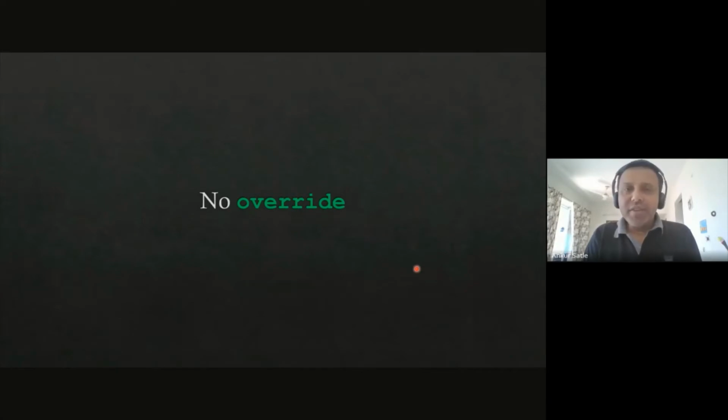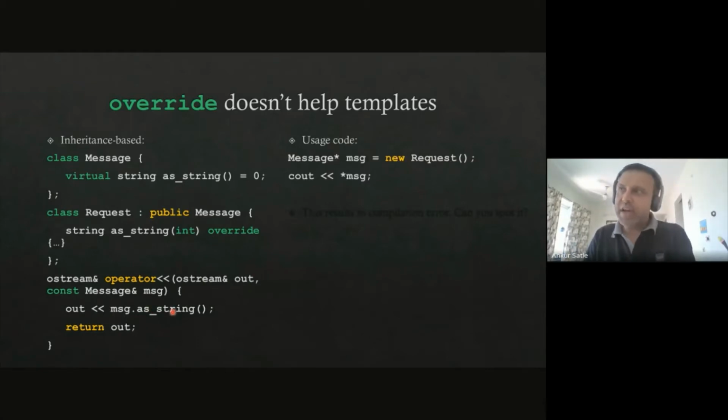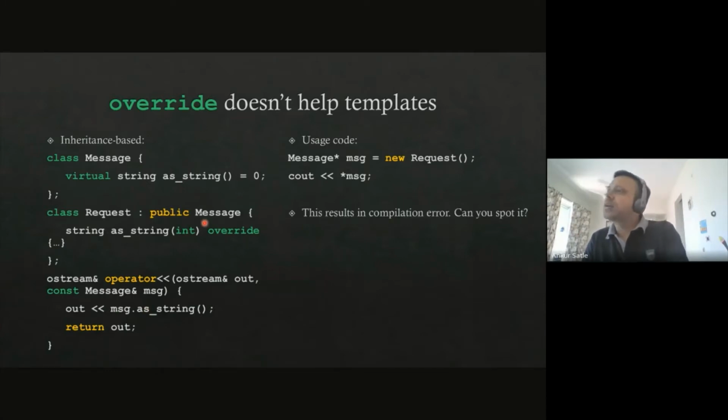Okay, not everything is all rosy. This is the inheritance-based mechanism. I'm not introducing new things here. This is very similar code. Message is a base class, request inherits from message, provides as string. The operator is doing the as string again. Using code looks like this. You have the base class MSG object and you see out using the MSG. Now, because there is a virtual dispatch here, it will take care of the right thing, but this results in a compilation error. And can you spot it?